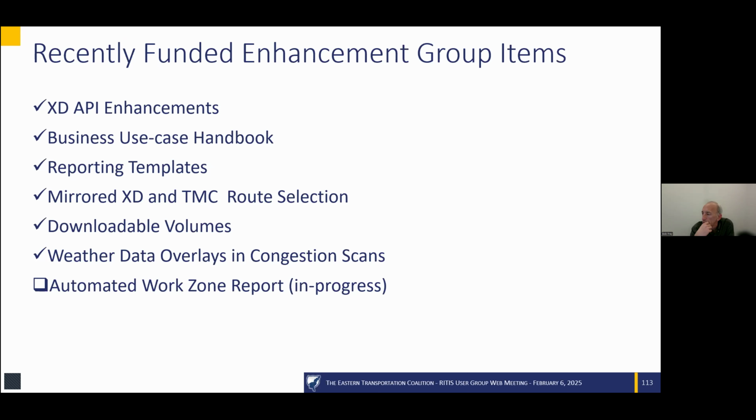Downloadable volumes in the PDA suite, you can now choose from available volumes, whether it's INRIX or from your own DOT if you've supplied that to the CATT lab, or NPMRDS. And like Mark said earlier, the CATT lab always needs volume data from each state, and annual volumes if possible. Weather data overlays, you can see the correlations between weather events and congestion now. They can be viewed together. And the automated work zone reporting, actually, let's talk about that on the next slide, Michael.